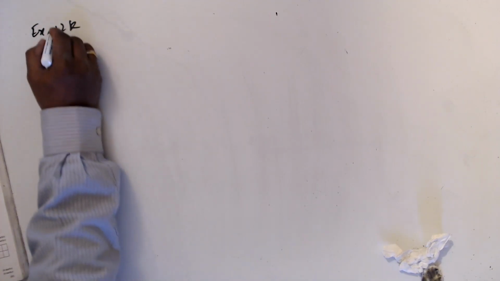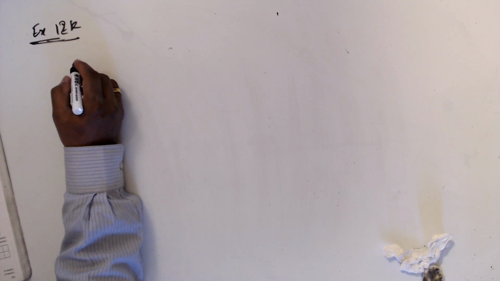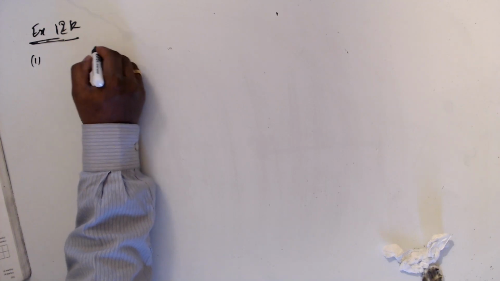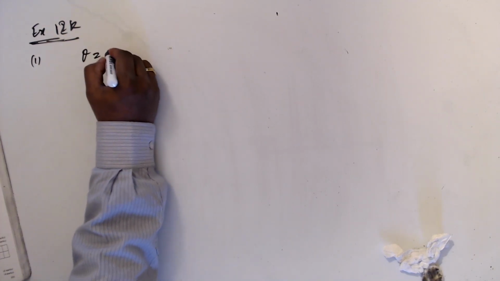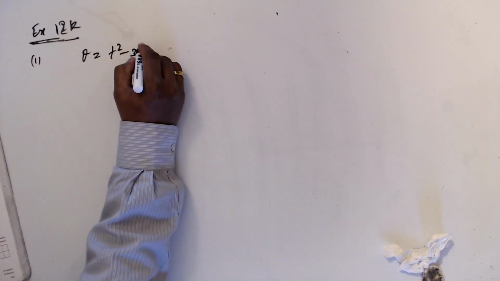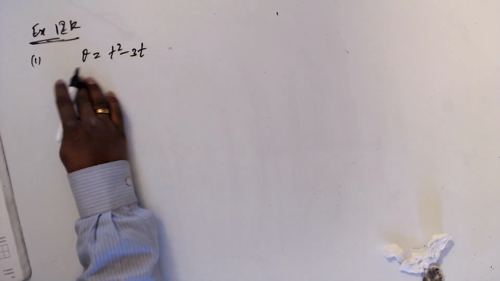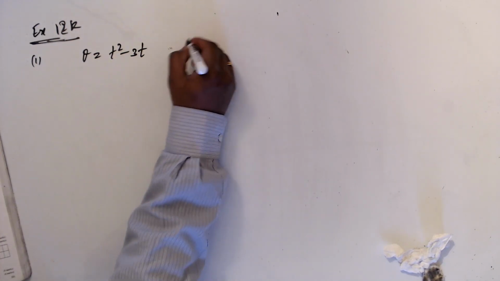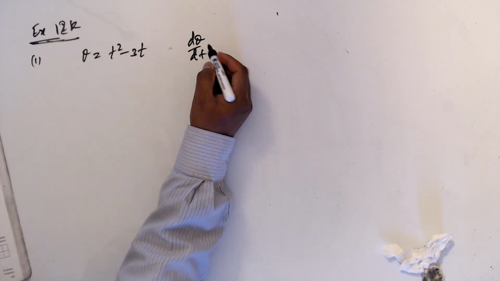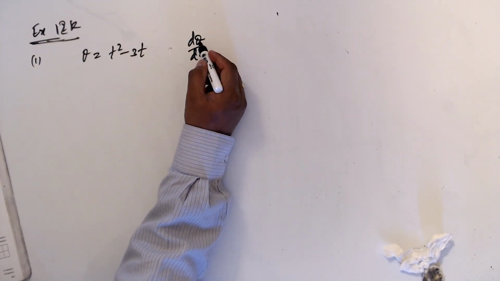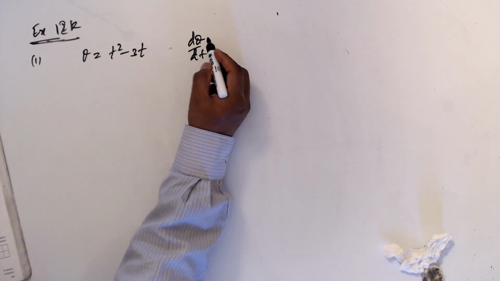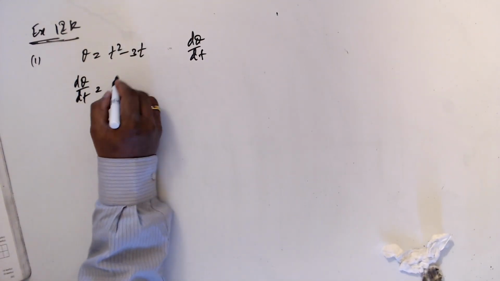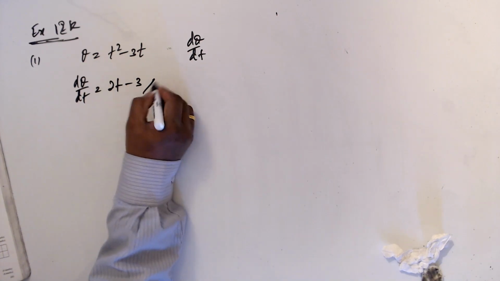Let's discuss exercise 12K. Question number 1. This is very straightforward. They will give the relationship. You don't need to find 3 and t square, 3t. We don't know if it is, but maybe this is temperature and the time. So we want to find dθ/dt, the rate of change of theta with respect to t. So dθ/dt is 2t minus 3. That's all.